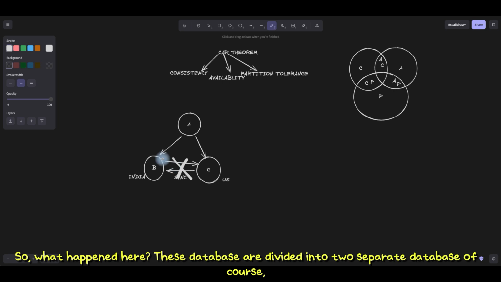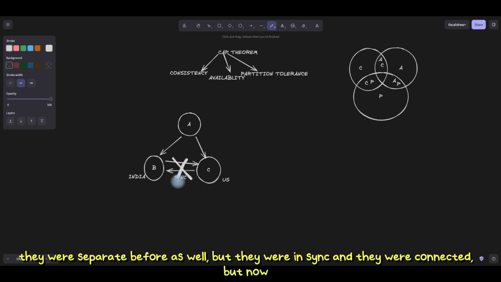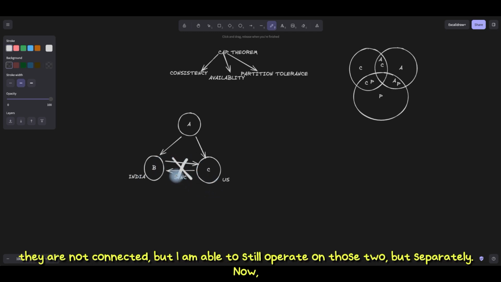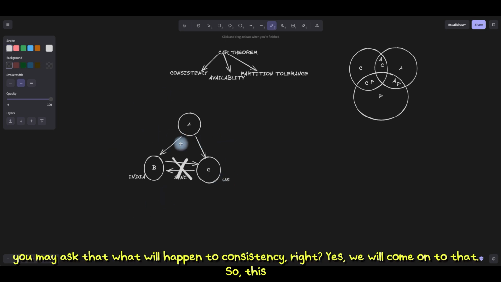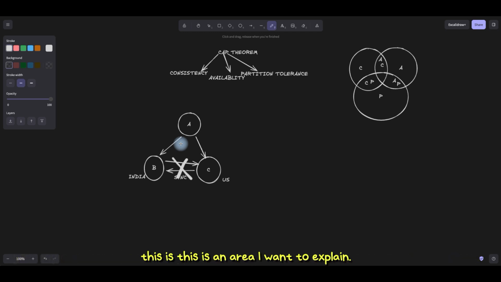So what happened here? These databases are divided into two separate databases. Of course, they were separate before as well, but they were in sync and connected. Now they are not connected, but I am still able to operate on those two, separately. Now you may ask what will happen to consistency, right? Yes, we will come to that. This is just a scenario I want to explain.